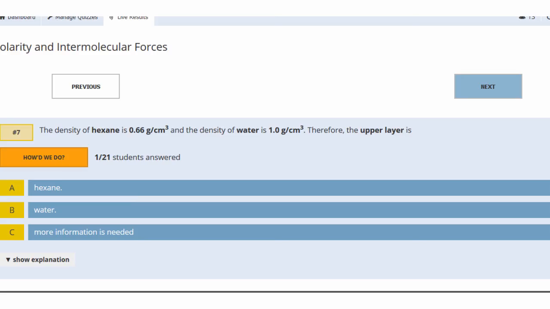So then the next question is, which layer is on top? I have the density information there. Take a look at your supplement app. Density of hexane is 0.66 grams per cubic centimeter. Water is 1.0 grams per cubic centimeter. That means which layer is on top? Oh, looks like we're all locked in. We'll check it out. All right, of course, hexane, because hexane is less dense. That should be the one on top.